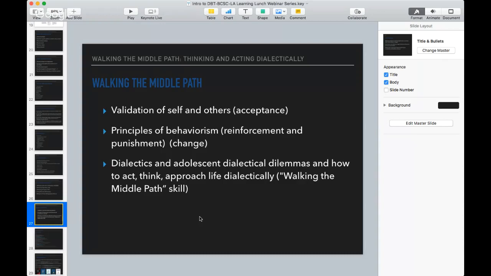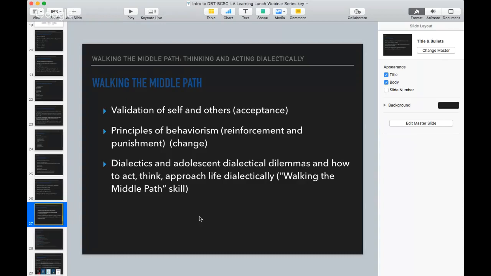And then also in this module, it incorporates these skills of validation of self and others, which we had talked about, right? So it teaches kids how to validate themselves and how to validate others. It also teaches parents how to do that. And then it goes over principles of behaviorism, reinforcement and punishment, how to create change in others. So for parents, sometimes very relevant when they create behavior plans, how to give rewards, how to give consequences for behaviors that they want to see or don't want to see.